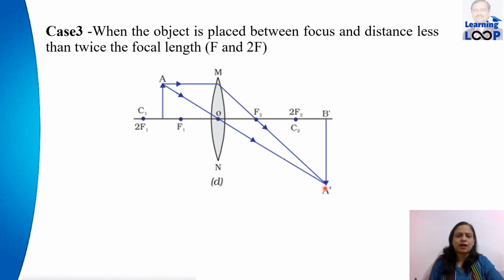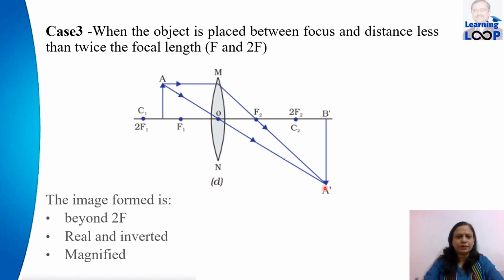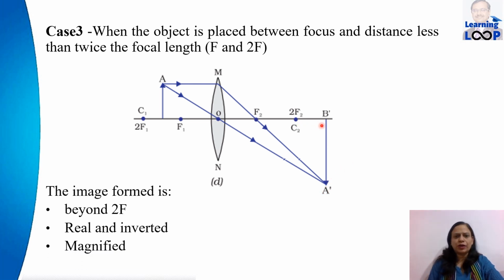So what do you think are the 3 parameters of the image being formed? The image is formed beyond 2F2. So it's formed after 2F2. It's real and inverted and it's magnified. It's bigger than the object.